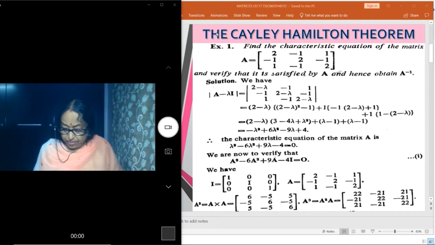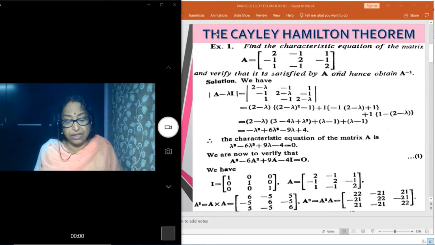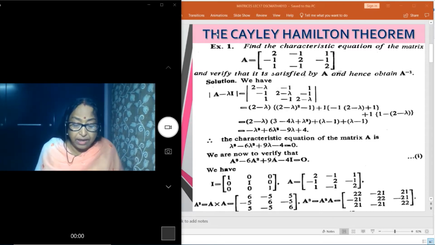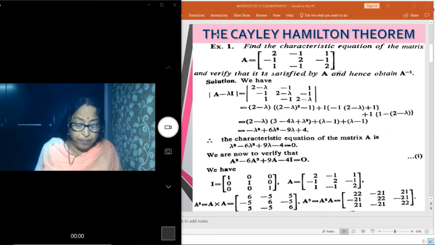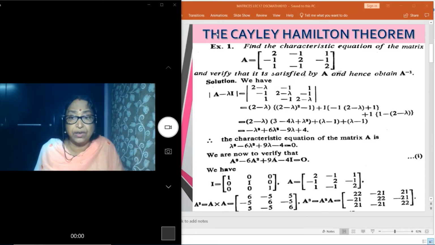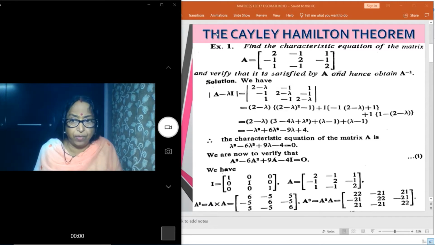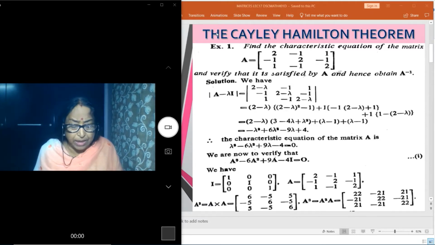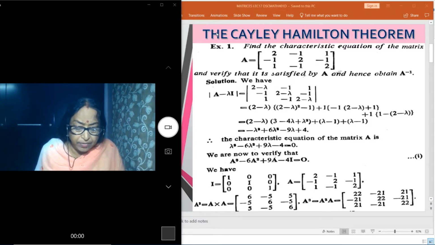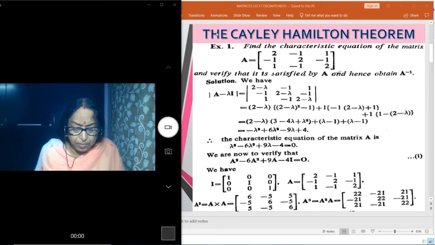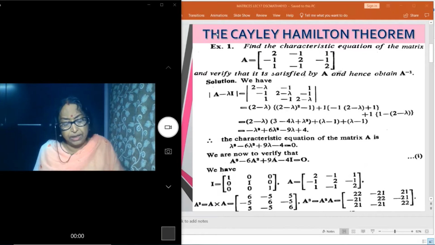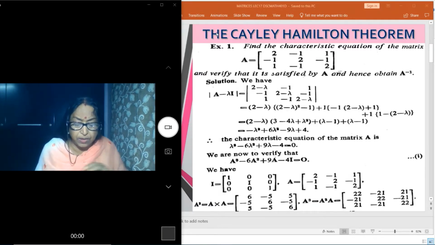So find at first A minus lambda I, as we did earlier, and find an equation of the form... here it is a 3 cross 3 matrix. So if lambda is the eigenvalue, we can get an equation with at most power of lambda cube. So here we can see the function, and putting this equal to 0, we can get the values.